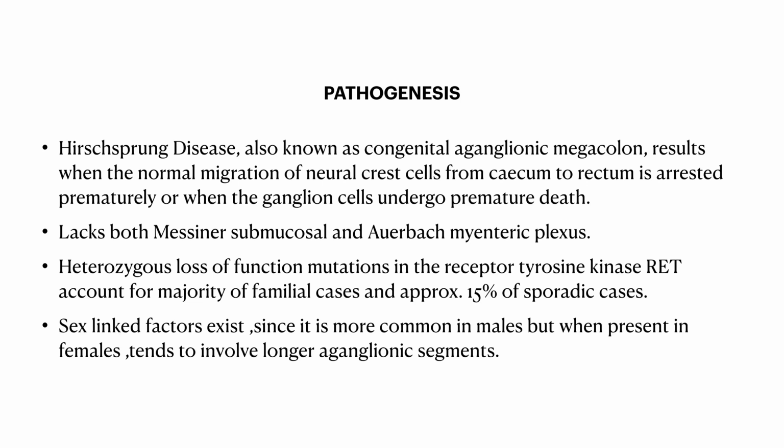Now, the intestinal segment which doesn't have any ganglion cells will be lacking both the Meissner submucosal as well as the Auerbach myenteric plexus. The mechanisms underlying the defective neural crest cell migration in Hirschsprung disease are quite unknown, but a genetic component is present in nearly all cases, and 4% of patients' siblings in Hirschsprung disease are affected.